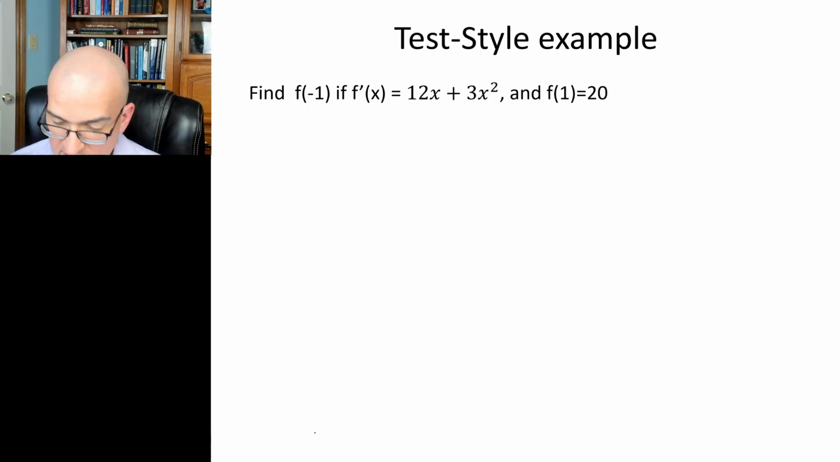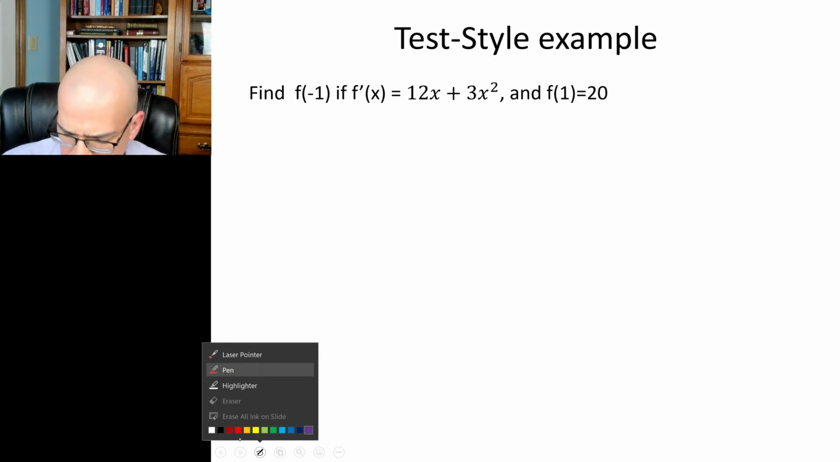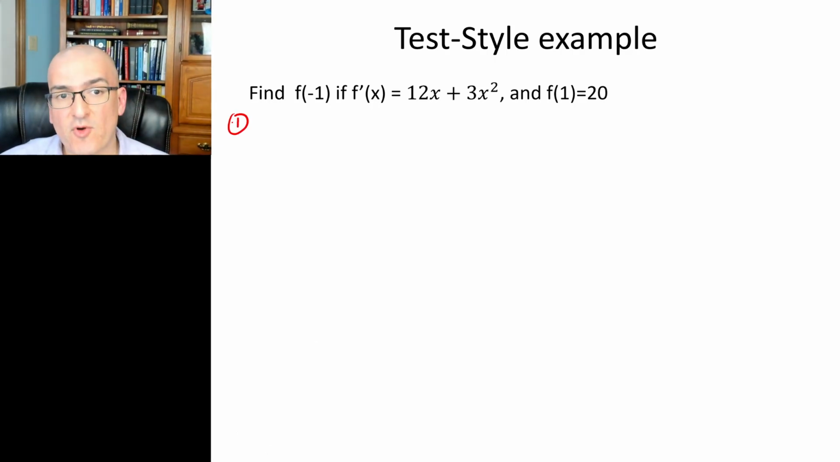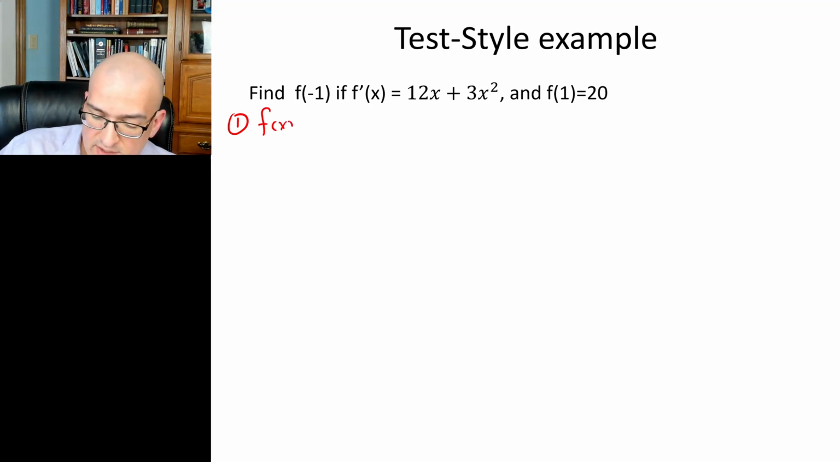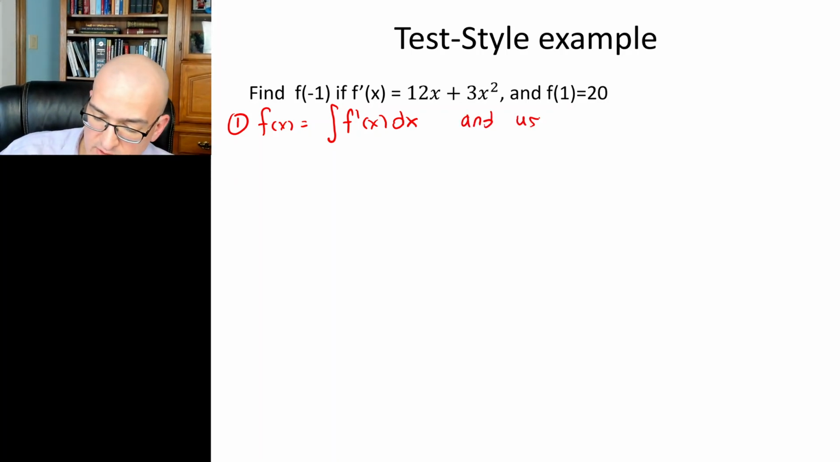All right, and here is a test style example. This is super important to be able to do something like this one. We're asked not to find f of x, we're asked to find f of negative 1. So this is a three-step question. Step 1 is we're given f prime, so if we take the antiderivative of f prime, we'll get f of x. F of x is the antiderivative of f prime of x, and use f of 1 is equal to 20 to get c.